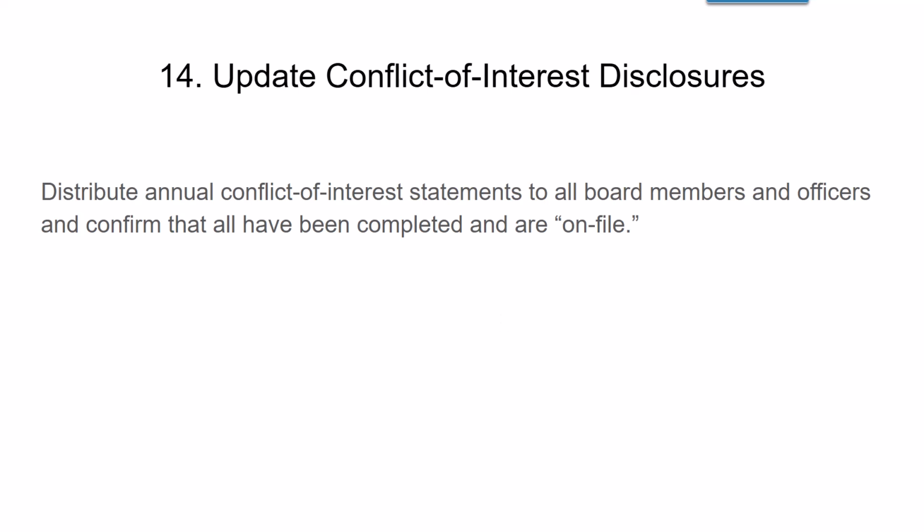Update your conflict of interest disclosures. If you have a conflict of interest policy, usually once a year, you'll distribute questionnaires to the officers and directors, key employees, asking them if they have any conflicts to disclose, right? And they sign that they either do or don't.